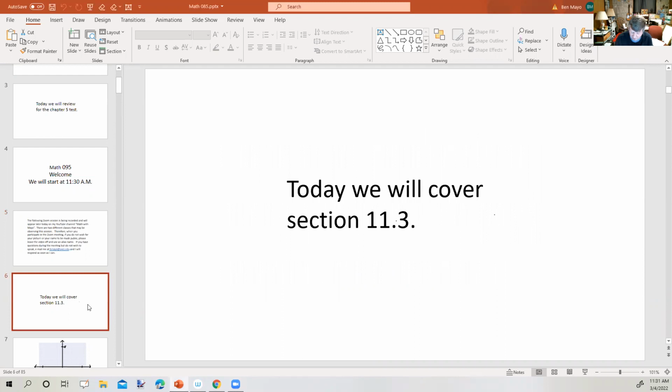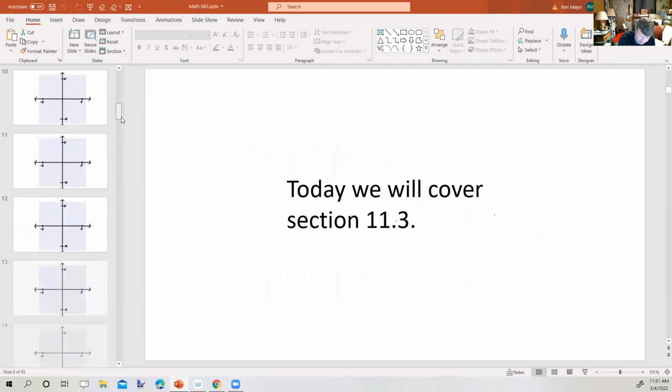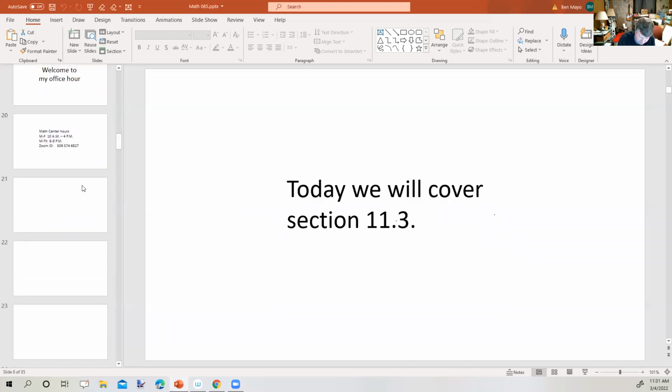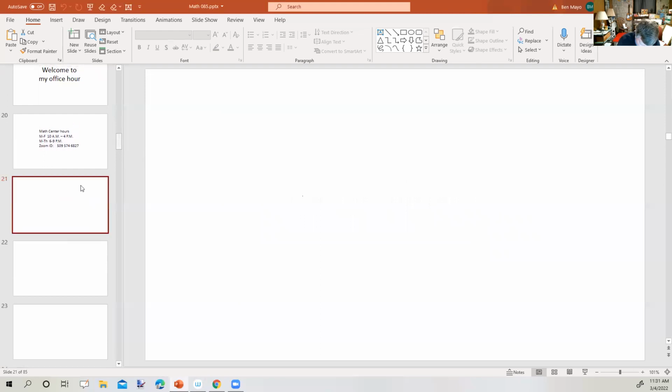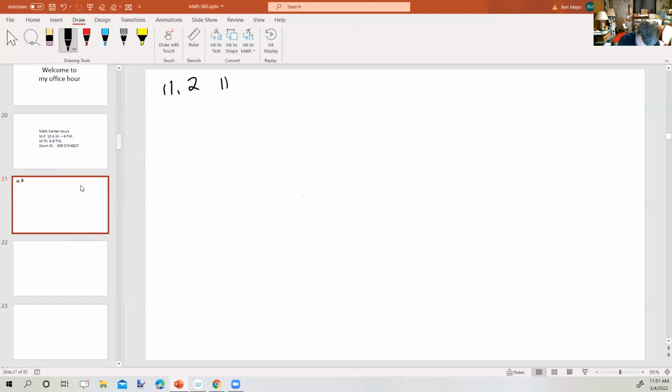All right, today we're going to go on to section 11.3. But first of all, we had a question. This is from 11.2, number 24. It says the following function is 1-to-1, and that is f of x equals 7x cubed minus 2. It says find the inverse of the function and express it using f inverse of x notation.